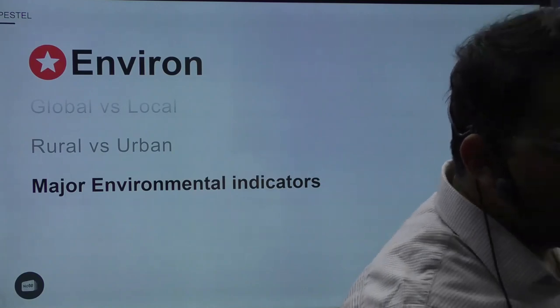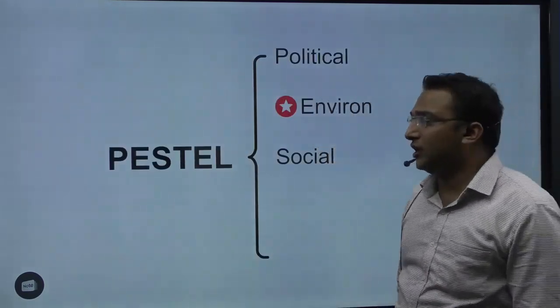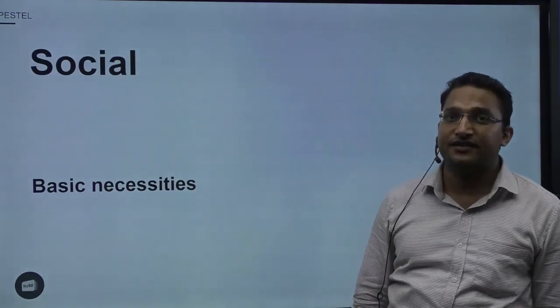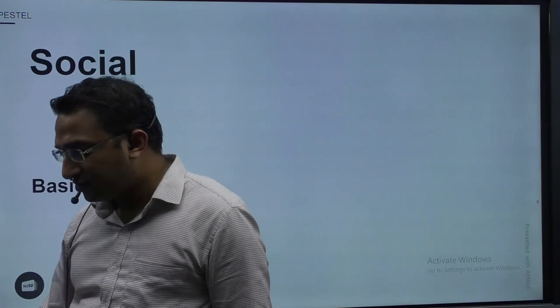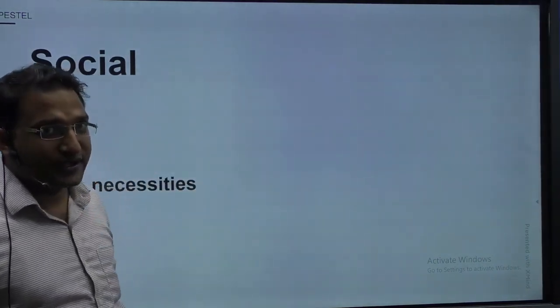So this is the way you can generate the answers, right? Then we have the social aspect. In the social aspect, we have basic necessities, like health, water, food. We can talk about this, right?